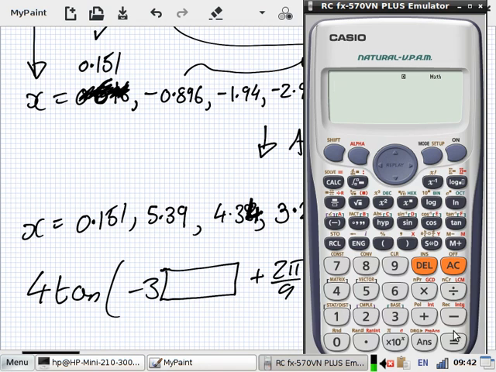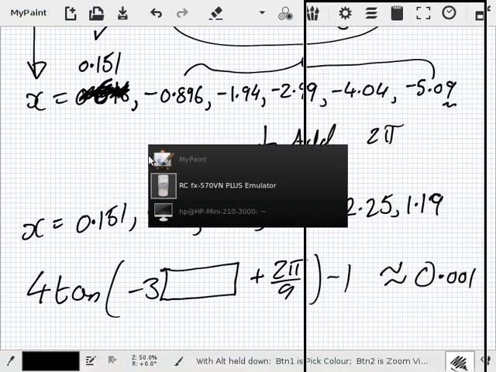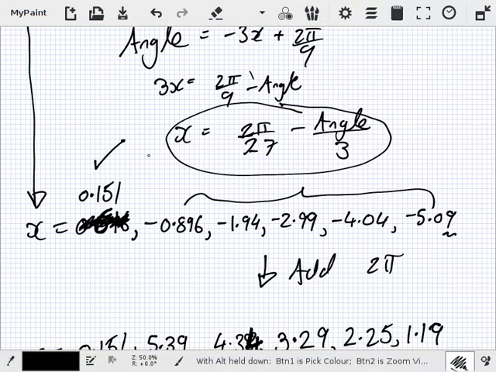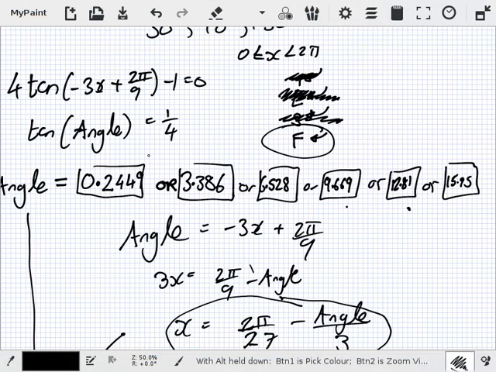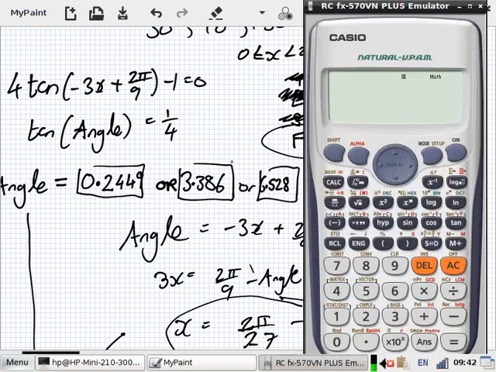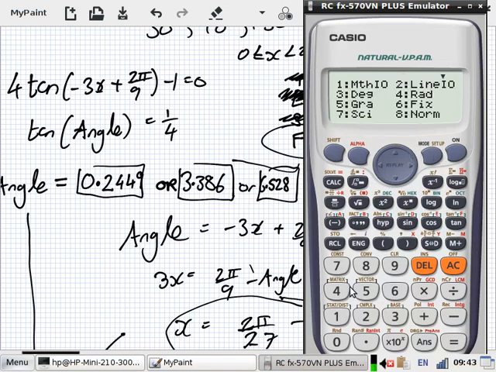Now, let's take the first answer. What was it? 0.2449. That was shift mode radian. Okay, shift tan inverse a quarter, wasn't it? So that was it there. So it wasn't actually 0.2449, it was 0.22497.